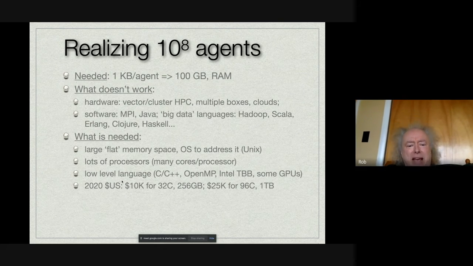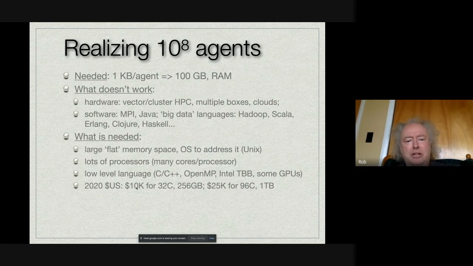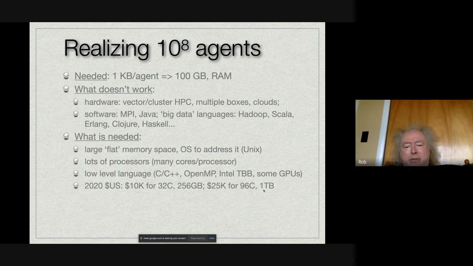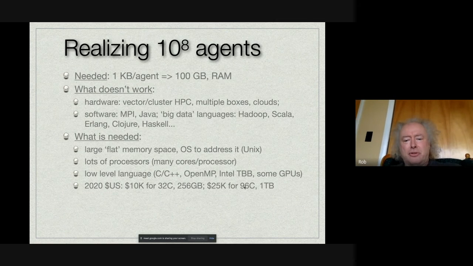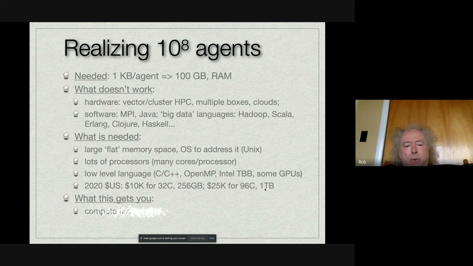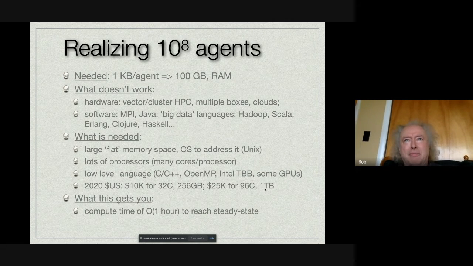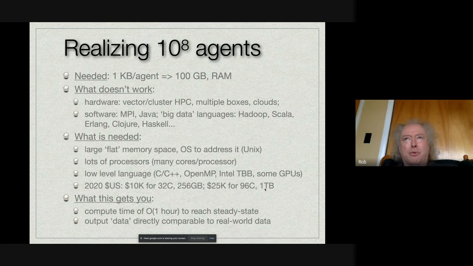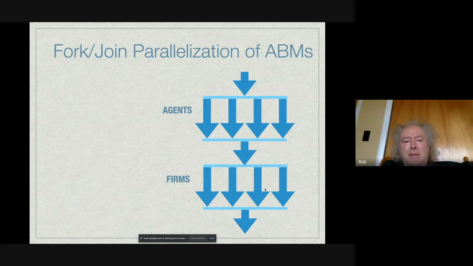What we currently have is a nice Unix box with 32 cores and 256 gigabytes of RAM. It's only $10K these days. The machine I've shown results for is a box with 100 cores and a terabyte of RAM. You can get that for ballpark $25K. With this, the model will run to a steady state from a random initial condition in about an hour, or really about 45 minutes currently. The great thing is that because we're running the model at full scale, we can directly compare our model to the real world.